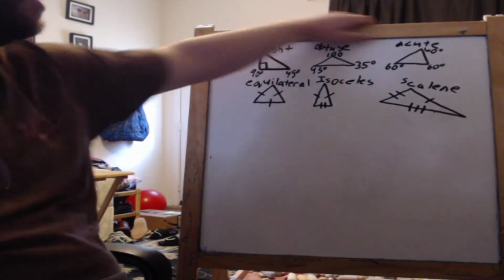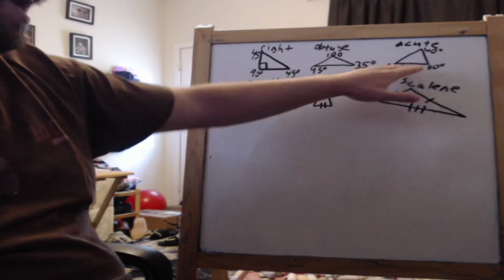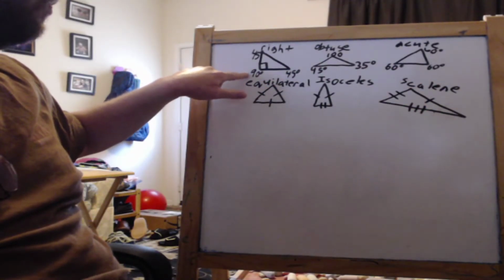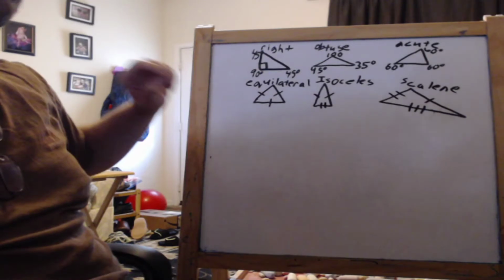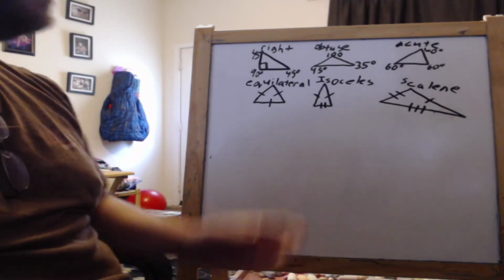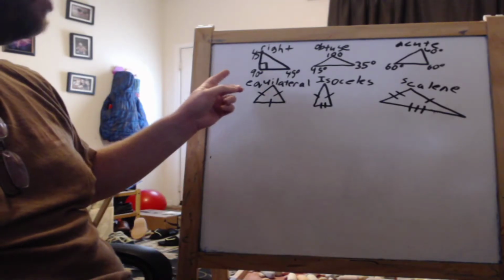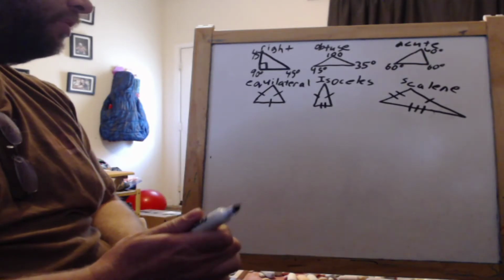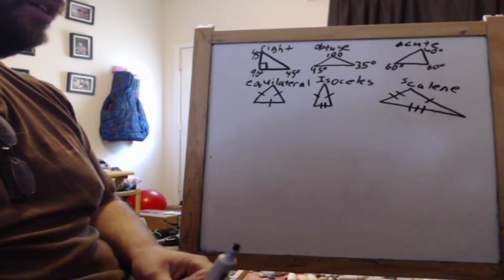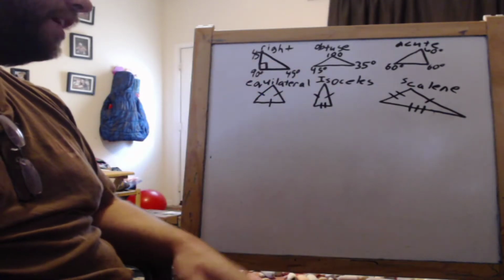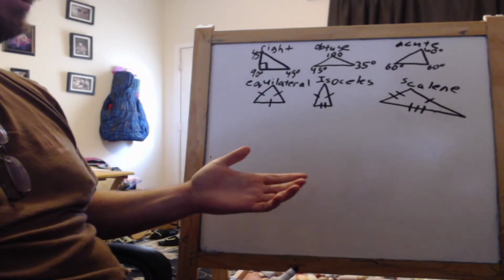These 3 are based on their angles. Okay? So a right triangle has a right angle and then 2 acute angles. Now it has to be 1 right angle and 2 acute angles because in a triangle, all of the angles have to add up to 180. If the 3 angles did not add up to 180, it would basically not connect.